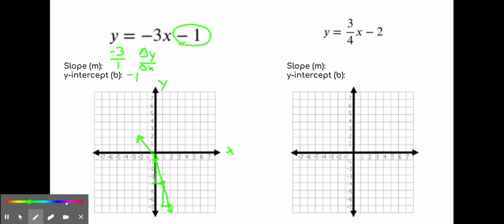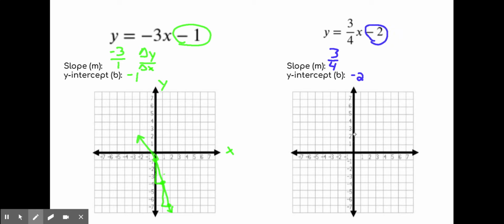Anytime you want to try one on your own, feel free to pause the video and then check it when you're done. All right, so y equals 3/4 x minus 2. So I need to identify m. My slope is 3/4. That's m. And my y-intercept is -2. Don't lose the sign in front of the y-intercept.